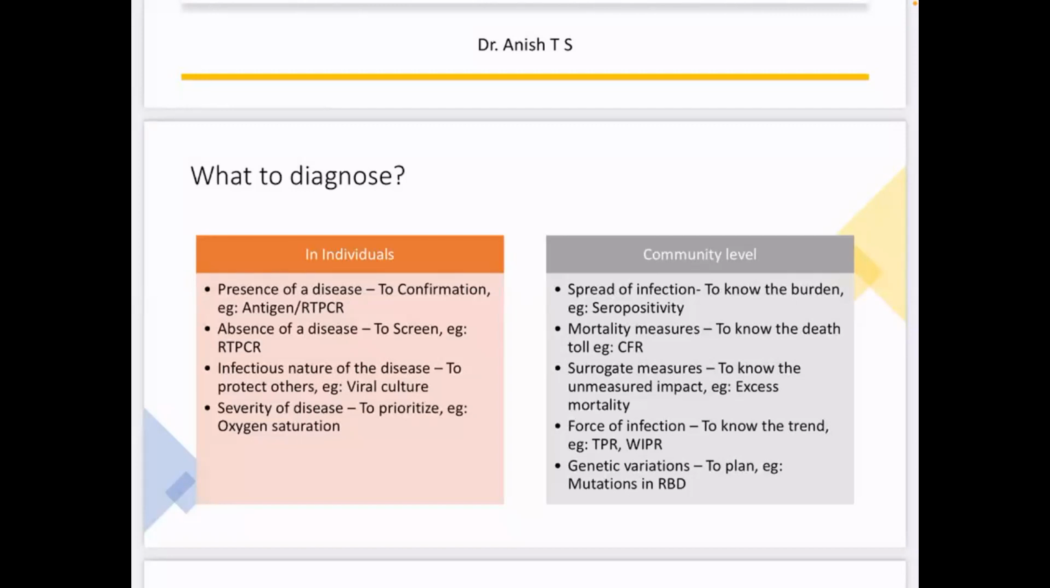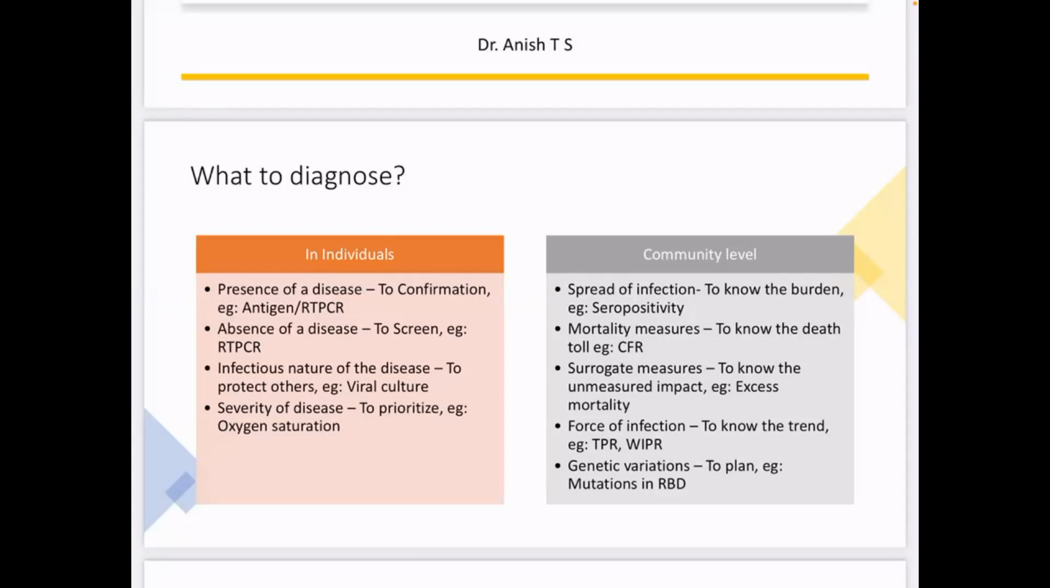And even in RT-PCR, we have something like a CT value. CT value is the cycle threshold value that will indicate how much virus or antigen is present in your nasal or nasopharyngeal swab. So that is an indicator of the infectious nature of the disease. If your CT value is very low, that means you have a heavy infection and you may be highly infectious. High viral titers also indicate a chance of infectious nature of the disease.